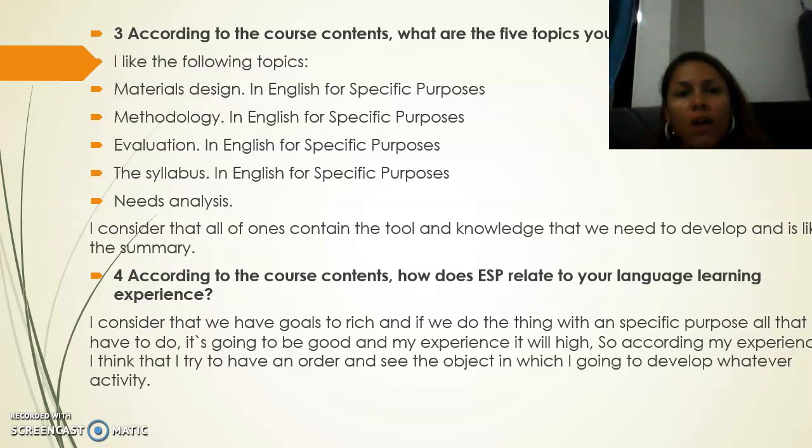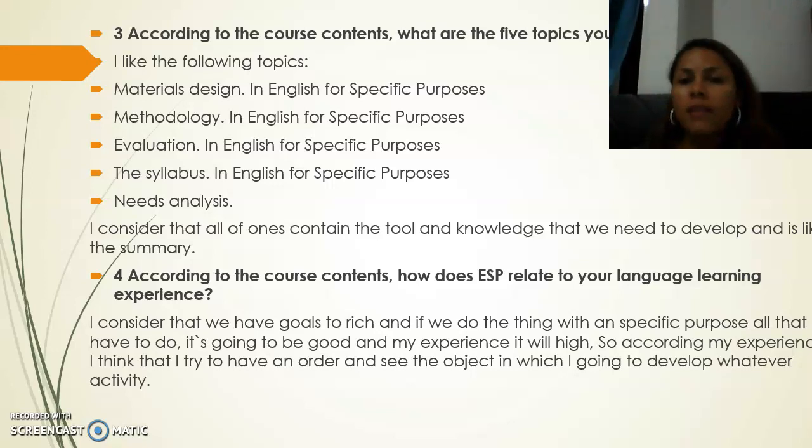And the fourth, according to the course contents, how does ESP relate to your language learning experience? Okay, I consider that we have goals to reach, and if we do things with a specific purpose, all that we have to do is going to be good. According to my experience, I think that I try to have an order, and I see the objective in which I'm going to develop whatever activity.